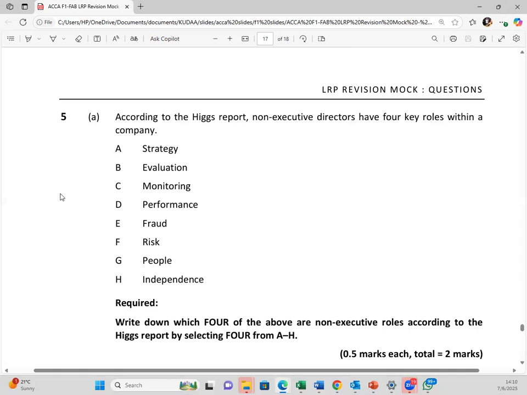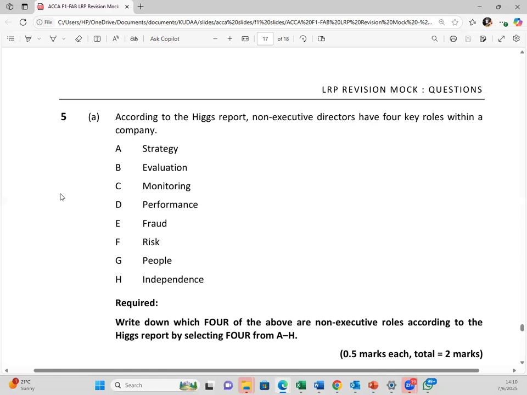So according to the report, which are the roles? The non-executive directors should challenge the strategy. So the first role is challenging the strategy of the executive directors. The other role has to do with monitoring the performance. So the other role is monitoring the performance of the executive directors.